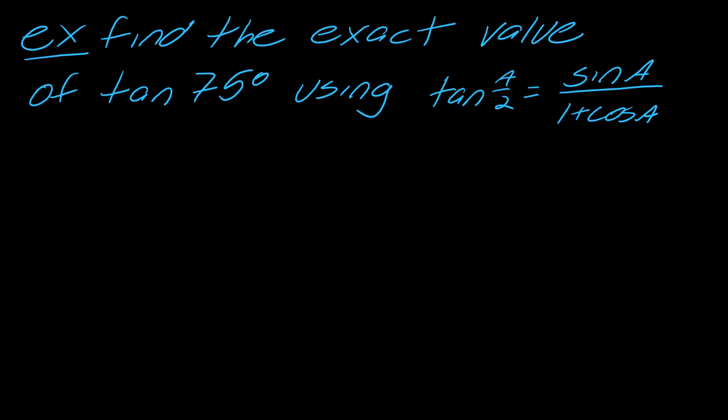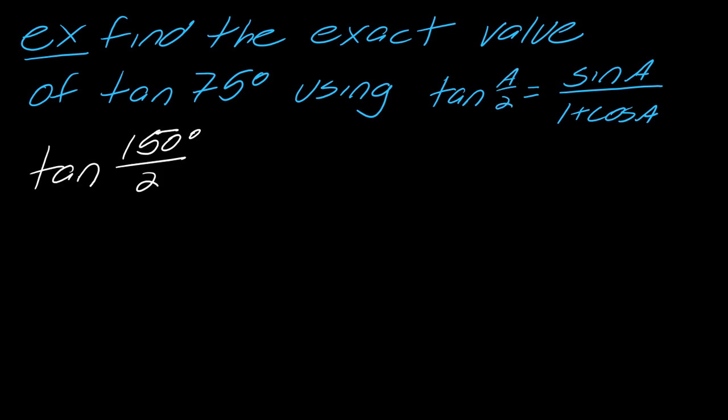Okay, so now let's find the exact value of tangent of 75 degrees using tangent of a over 2 equals sine of a over 1 plus cosine of a. So you've even got the identity in this case. Once again, I would recommend that you just pause the video here and try to work this one out. Hit play when you're ready.